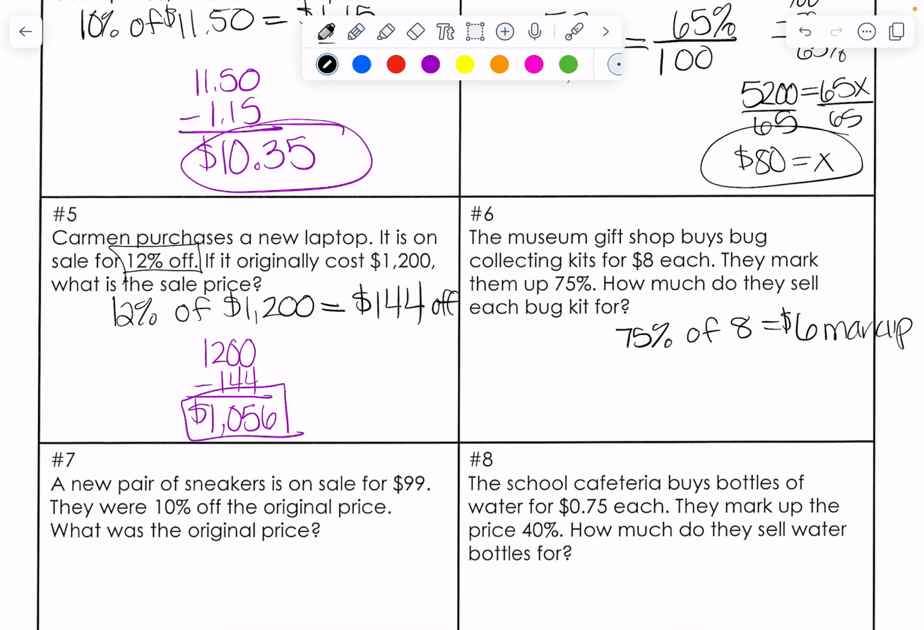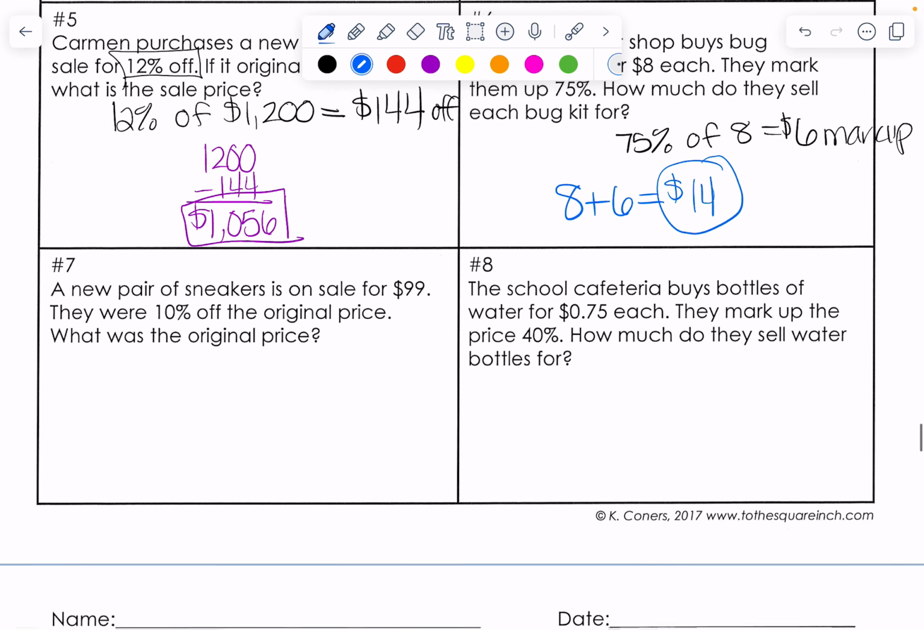But the question is asking how much did they sell it for? So they bought it for $8 and they're marking it up 6, so we need to add that, and that increases our price up to $14.